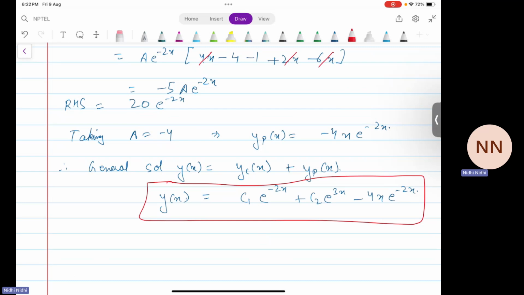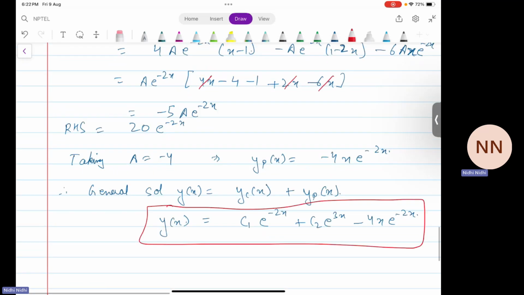This method of finding a particular solution is called the method of undetermined coefficients. We are basically taking some coefficients. Here we took A and tried to find the value of A so that it fits the equation. And using that particular solution and the complementary function, we get our general solution.